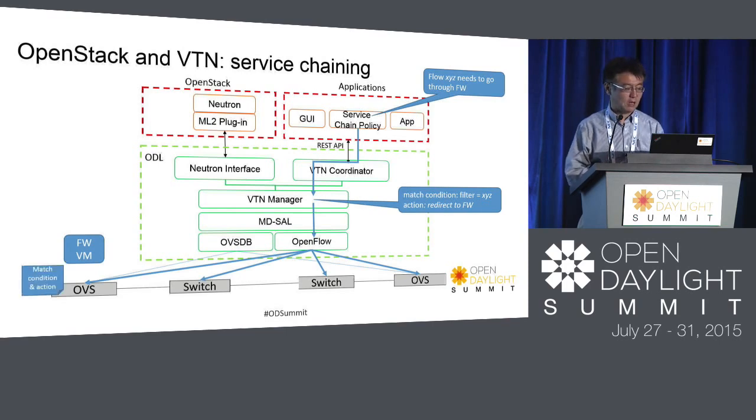Then the switches have their own matching conditions and actions in the flow entries. Once there is traffic to the switch, it will check the matching condition. If it hits the request, it will be redirected to the firewall, then back to the switch and forwarded to the final destination. So this is an overview of how an OpenStack-based virtual machine can be used as a service function in the network, and how we can redirect such traffic for service chain use cases, right?